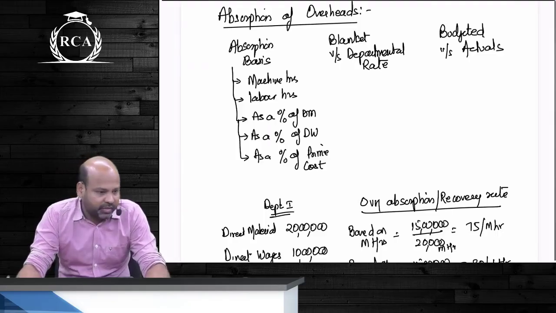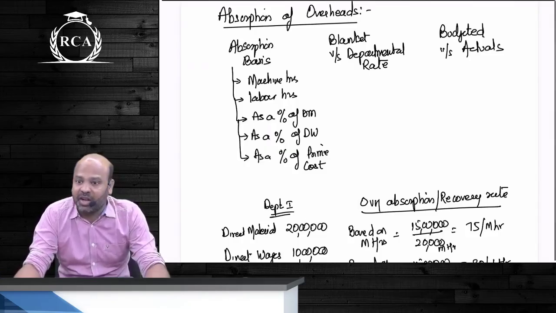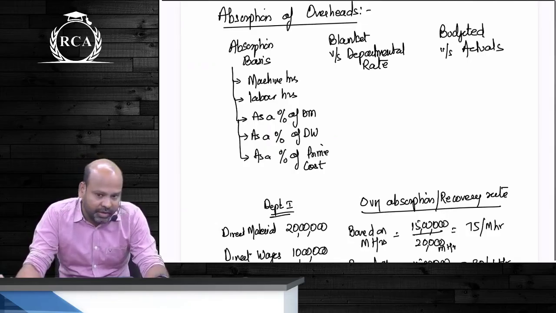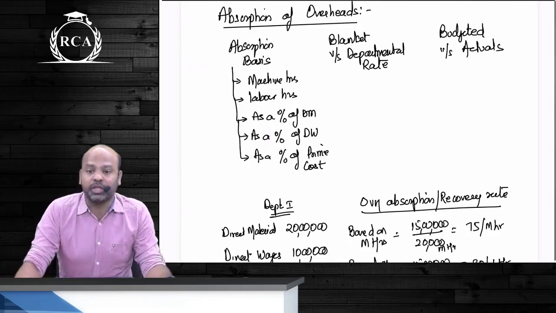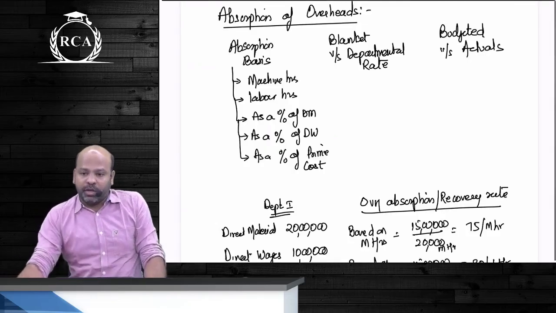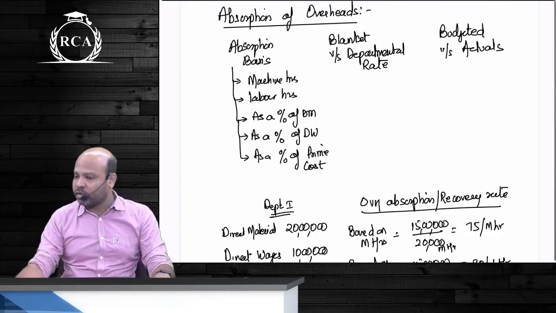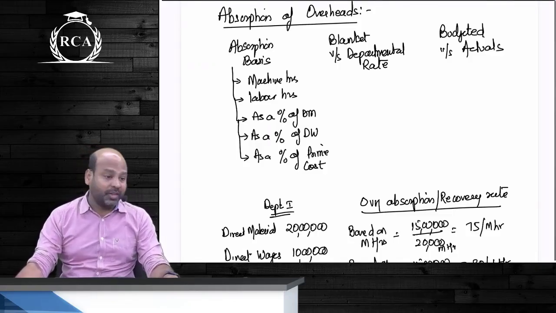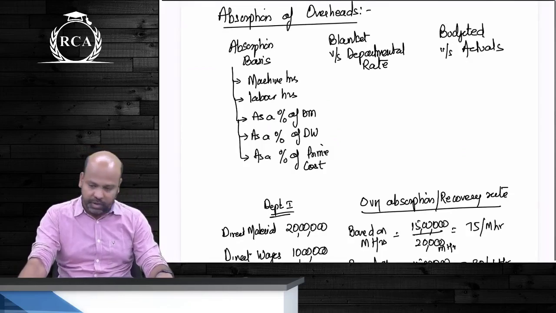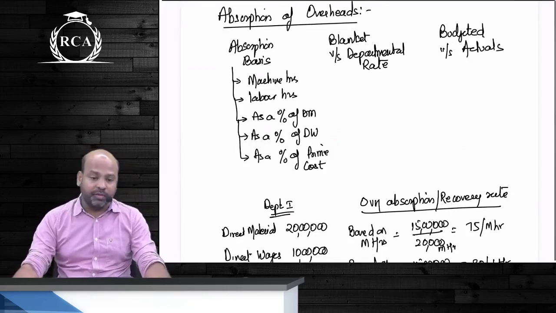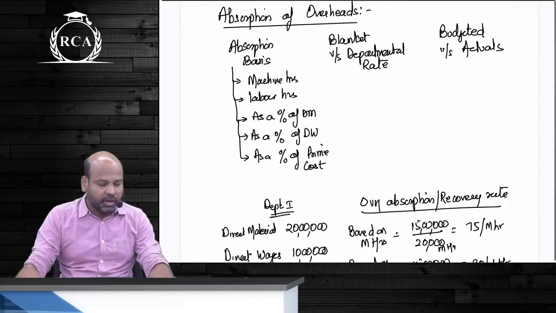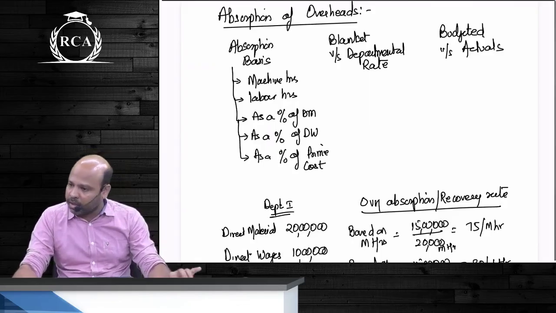For you to adjust this, we will use something called supplementary rate, which is an additional recovery rate over and above your basic absorption rate. So your supplementary rate will be equal to total amount of under recovery divided by total number of units manufactured. In this total number of units manufactured, they can give work in progress units also, but you will have to consider them as equivalent number of completed units. So if they mention 10,000 units, 50% complete, that will be as good as 5,000 completed units.